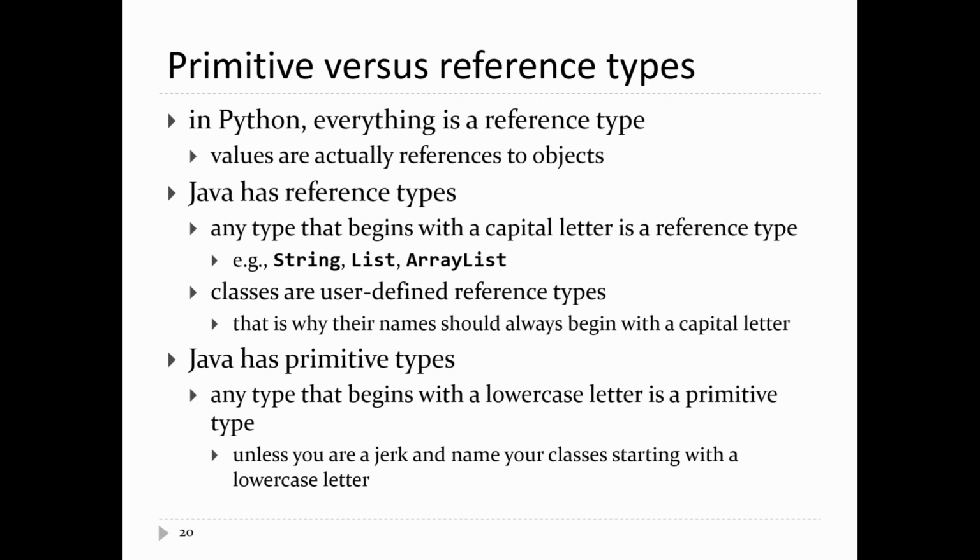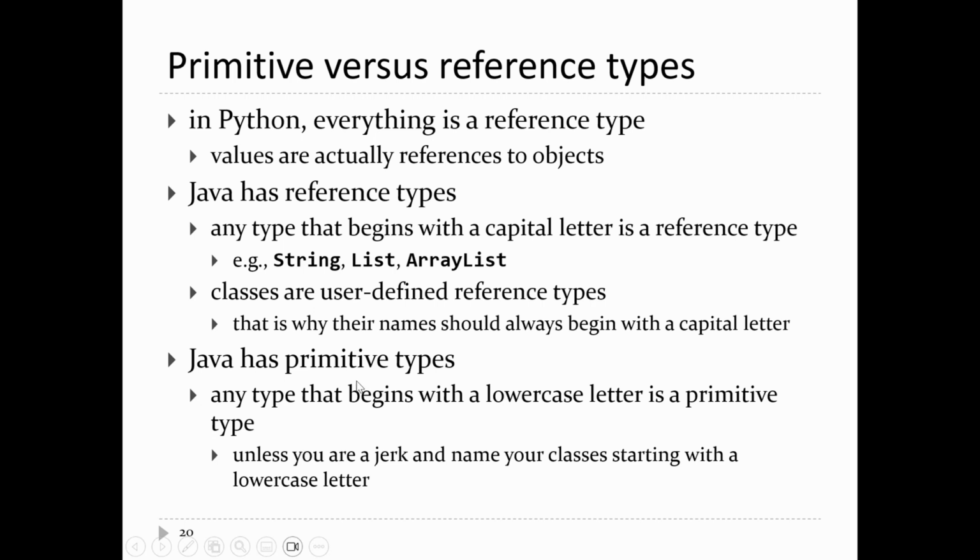Classes are what are called user-defined reference types. So when you make a class like HelloWorld, you give it the name big H Hello, big W World. That's because when you make a class, you are creating your own type. When you make the HelloWorld program, you've created the type big H HelloWorld. And so that's why Java programmers have decided that you should always name your classes with an uppercase letter. It's because it defines a reference type.